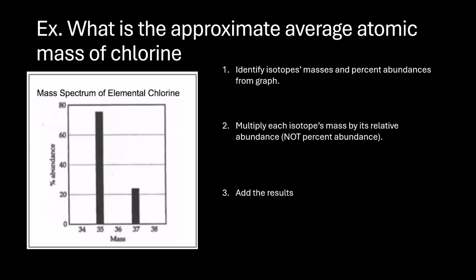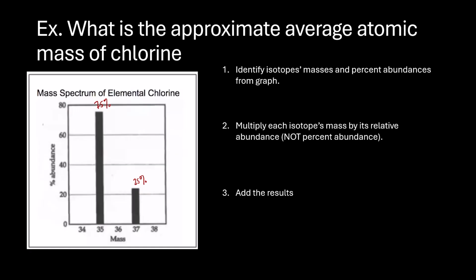So the first one is going to be to calculate the approximate average atomic mass of chlorine. And so we're going to do that just how we just did. First, you're going to identify the isotopes, masses, and percent abundances from the graph. And so I'm going to go ahead and label the percent abundances as 75% and 25%. Now the difference between this problem and the problem we just did is that the problem we just did had relative abundance, and relative abundance is in decimals. Percent abundance is in percentages. In order to calculate these problems, you have to change the percentages into decimals.